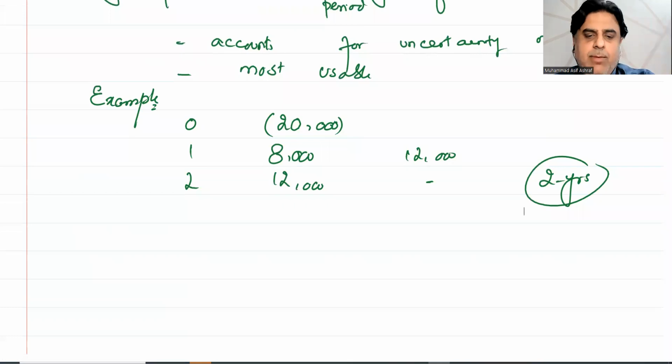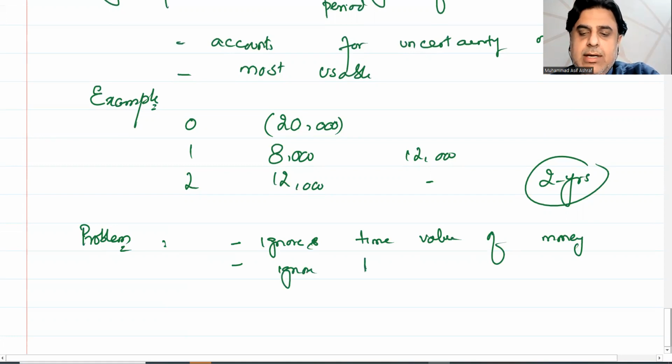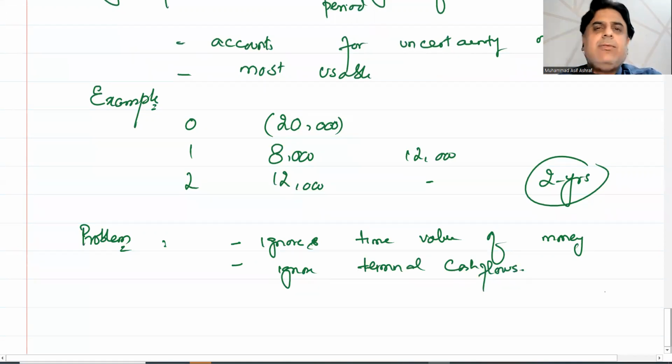Now, the major problem with the traditional payback period is two major defaults here, two major drawbacks. Number one, it is ignoring the time value of money. Number two, it ignores the terminal cash flows. What are the terminal cash flows? The cash flows at the end of the project.